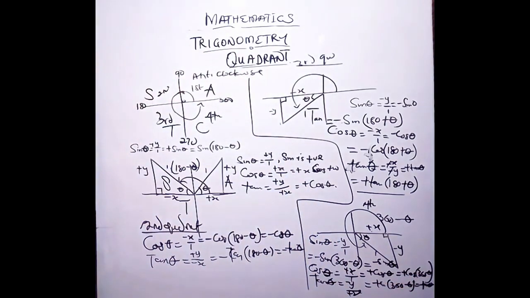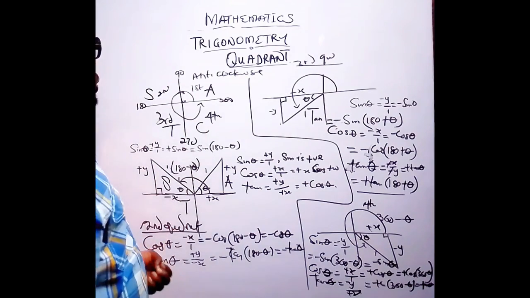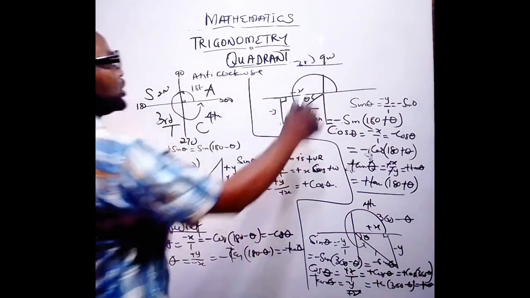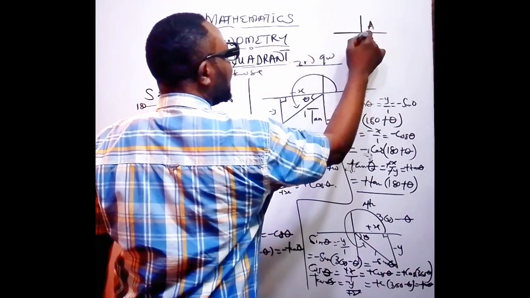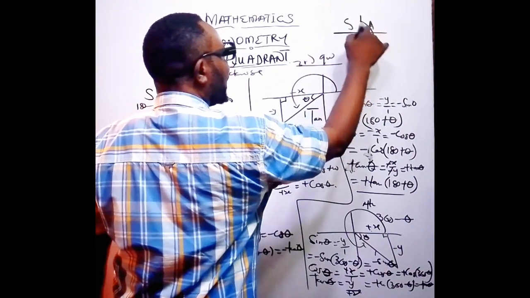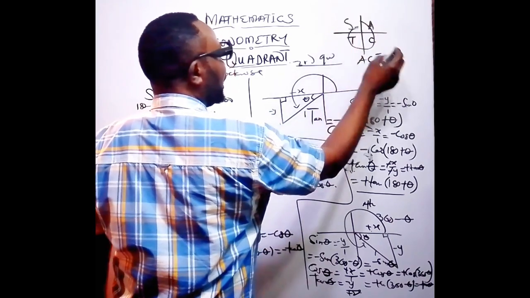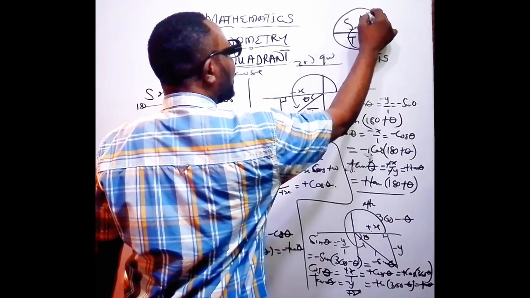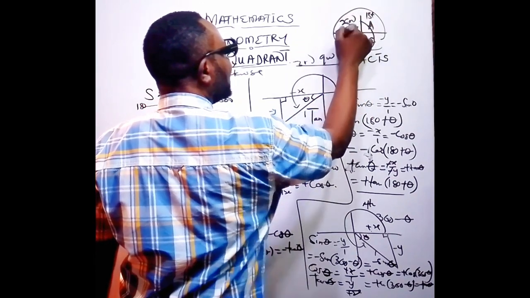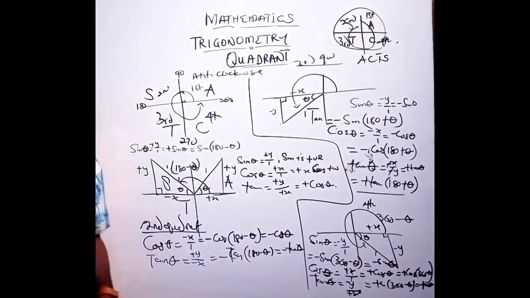So at that level, only cosine is positive at the fourth quadrant, which forms ACTS. Clockwise it forms what they call ASTC, and anti-clockwise our quadrants move first, second, third, and fourth. So that is how the quadrants are formed.